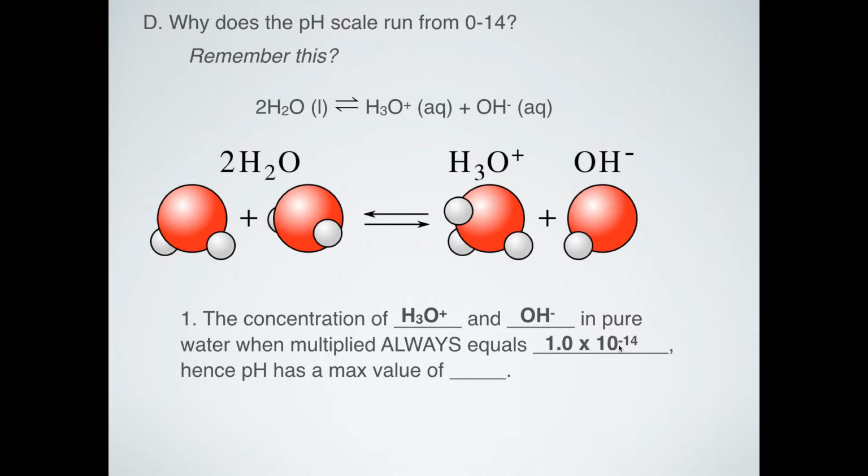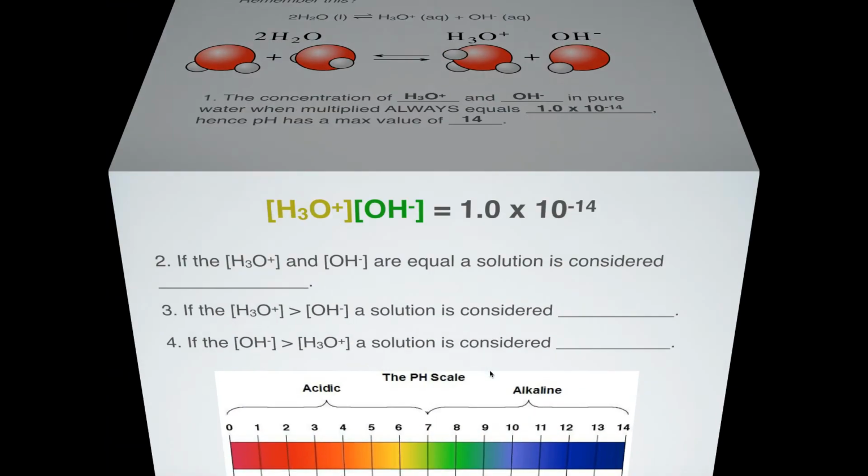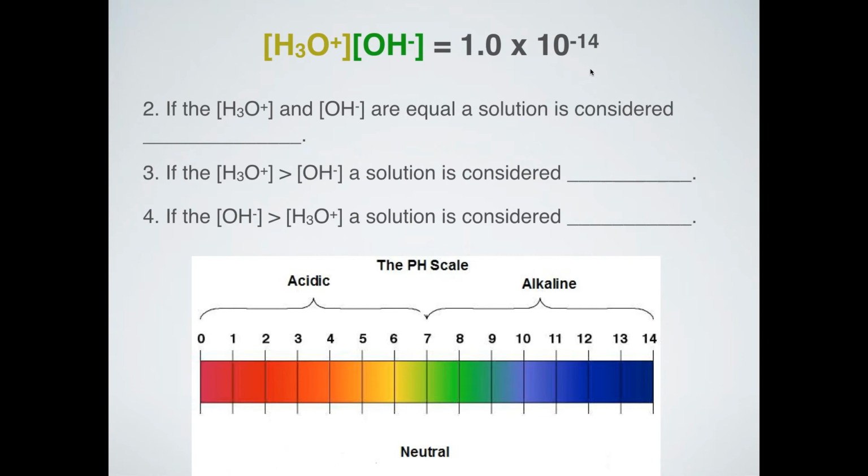And so that 14 is important here, this exponent. That's why pH has a maximum value of 14. If you take the negative logarithm of this and plug that into your calculator, you get the number 14, which is why the pH scale stops at 14. Now, this is the equation right here, so you can write this down. I color-coded it though. So you've got hydronium ion concentration multiplied by hydroxide ion concentration always equals 1.0 times 10 to the negative 14. So in water, these are equal and you get a neutral solution.